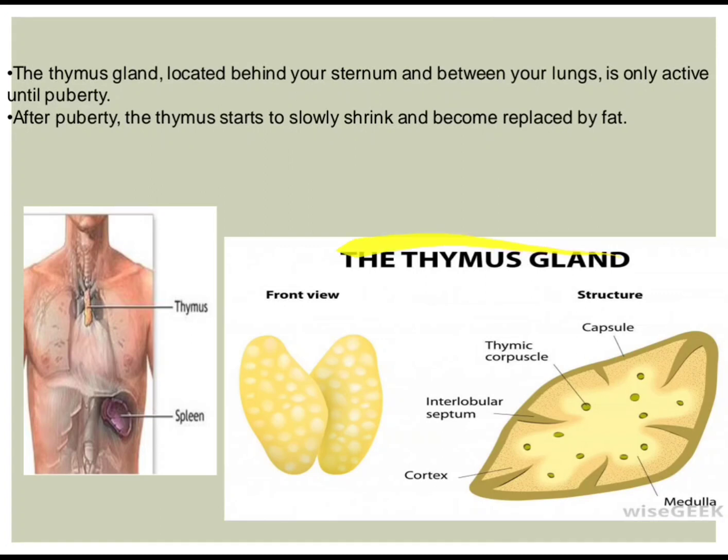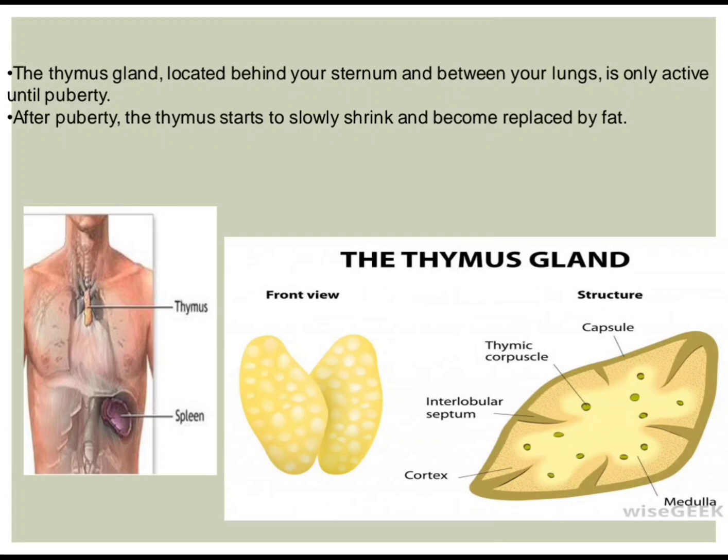Now if we see the structure of the thymus, it is a bilobed structure. If we take a section of it, it can be divided into various layers. Now what are the various layers? The outermost is the capsule, inner to the capsule is the cortex, and inner to the cortex is your medulla.